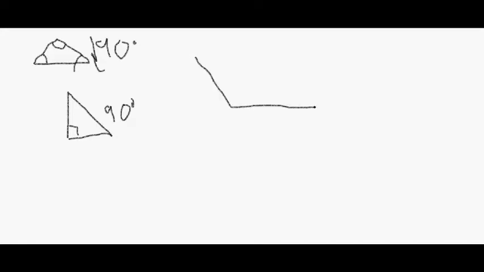Next is a right triangle. A right triangle has one angle that is 90 degrees. Alright, this box means 90 degrees. Alright, that's an obtuse triangle.